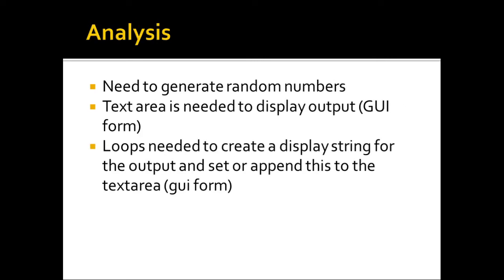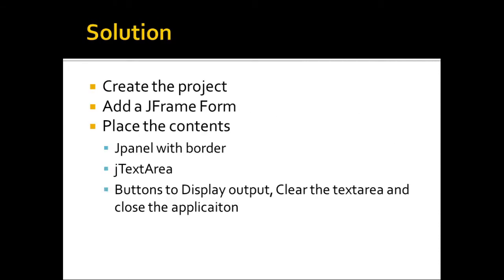So analysis. What are the things that we need to do here? We need our code to generate random numbers. For our output, we also need a text area to display the output using a GUI form or the JFrame form. And we need loops to create and display a string for the output and append this to the text area or GUI form. So the solution is to create the project.